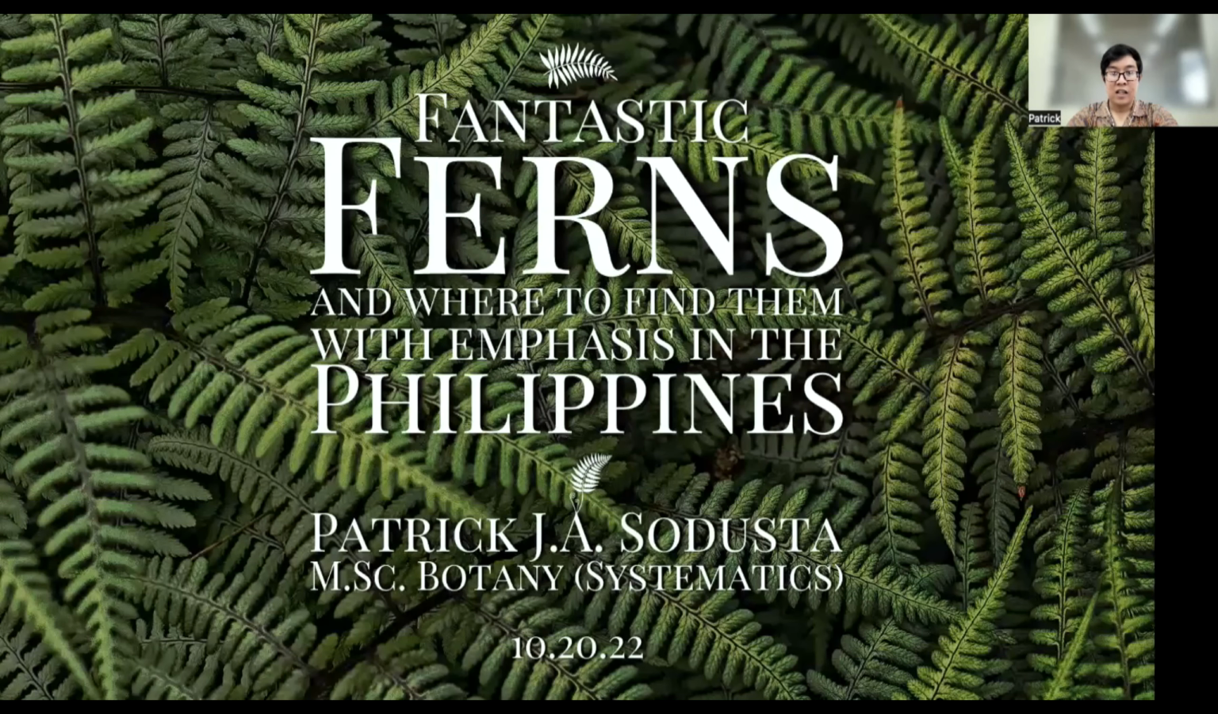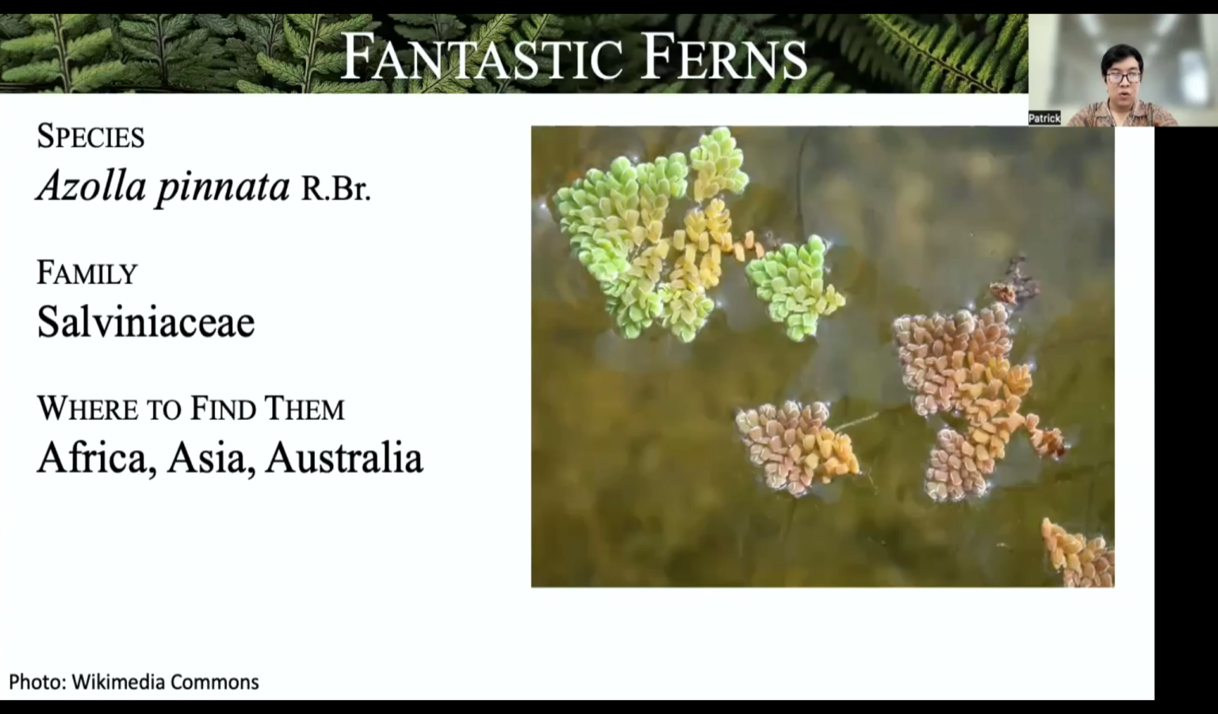So let us go to the highlight of the talk, the fantastic ferns and where to find them. The first in the list is the Azolla pinnata, which belongs to the family Salviniaceae, which can be found in Africa, Asia, and Australia. Azolla species double their biomass in 2 days, so the species are also grown as a source of fertilizer because they are good nitrogen fixers, in symbiosis with cyanobacteria. However, they can be quite an invasive species because of their rapid growth.